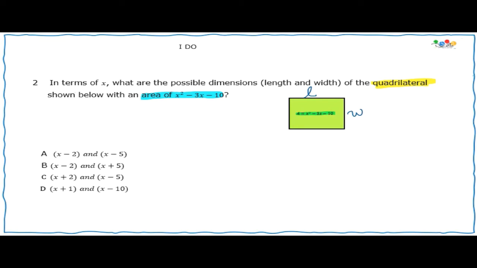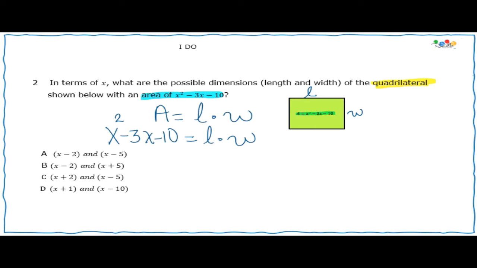So if you guys remember the formula for area of a quadrilateral, I need to multiply the length times the width, okay? So the area is given to you, and I'm going to rewrite it over here: x squared minus 3x minus 10. And length times width is like multiplying, right? So I need to know the two factors that will give me my area. Let's see if you remember how we do that.